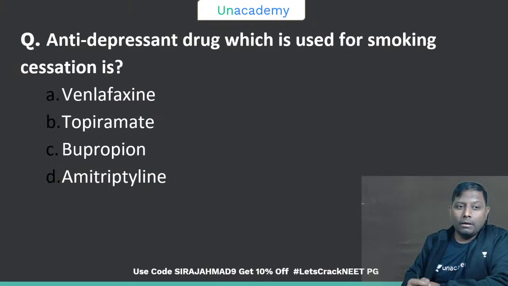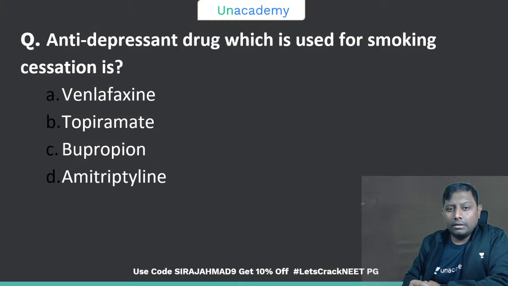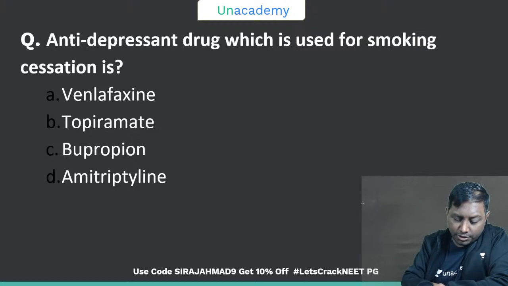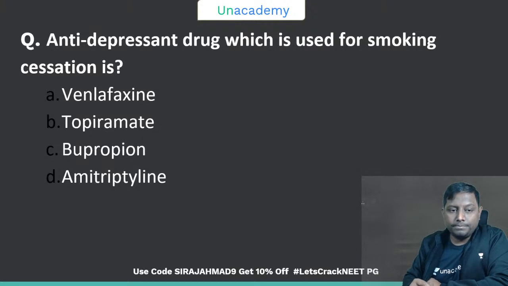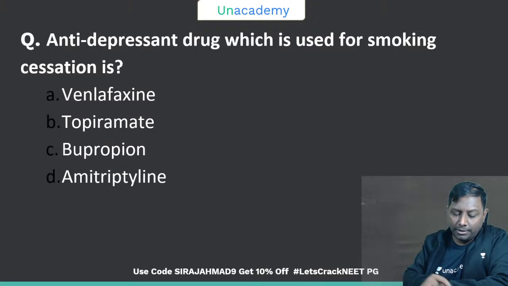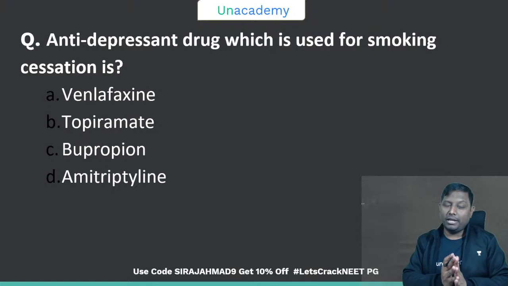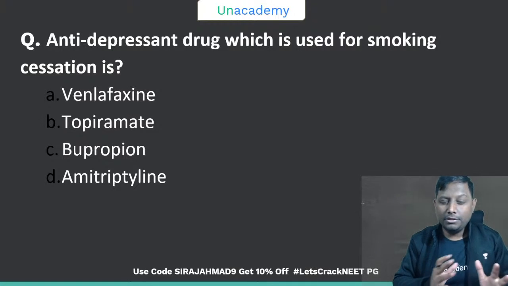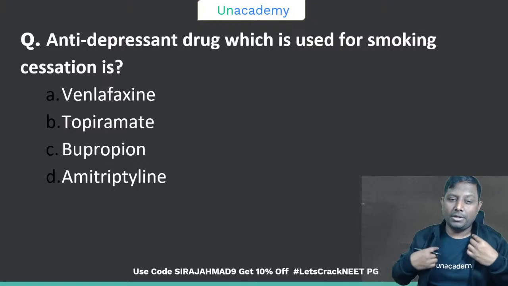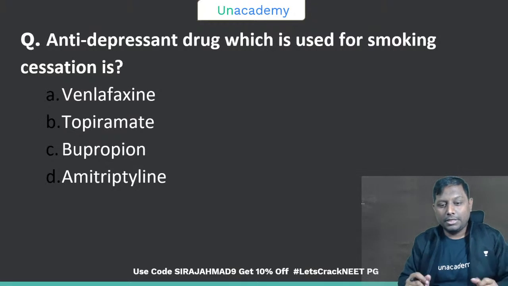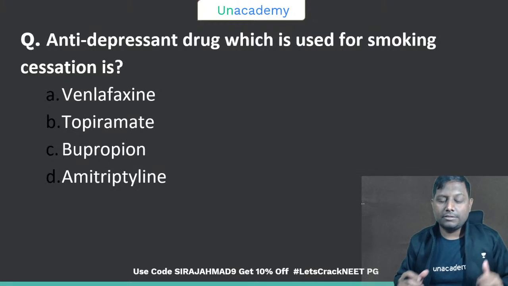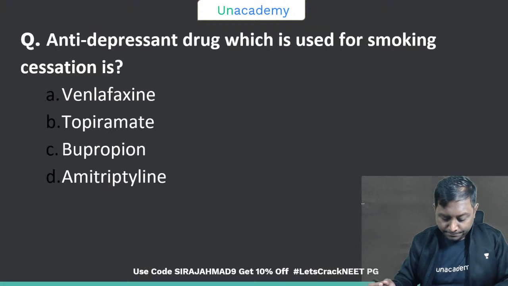Next question. This antidepressant drug which is used for smoking cessation. This is one of the NEET questions, and I hope all of you can easily get this. Venlafaxine, topiramate, bupropion, and amitriptyline. We are about to finish because this is a short session and around 8 to 10 questions only can be covered in this time frame. But believe me, each of these questions we are discussing is from the most important topics that have been asked in the last 5 to 6 years.